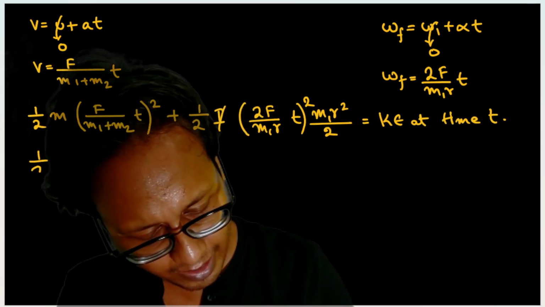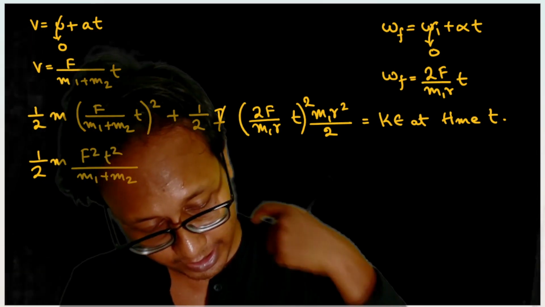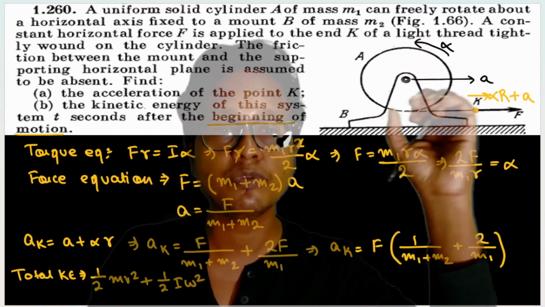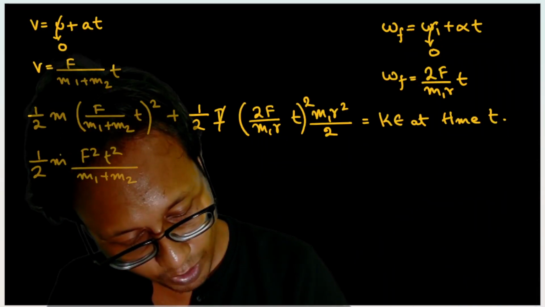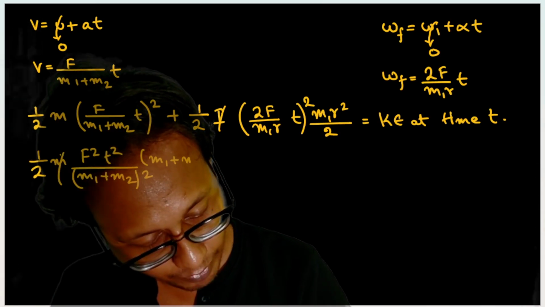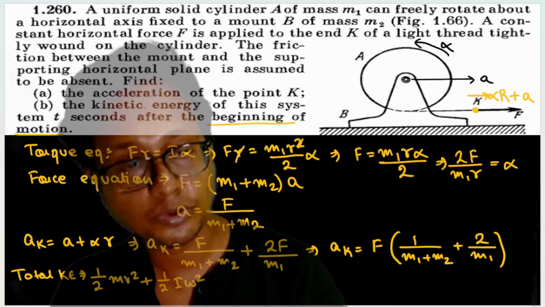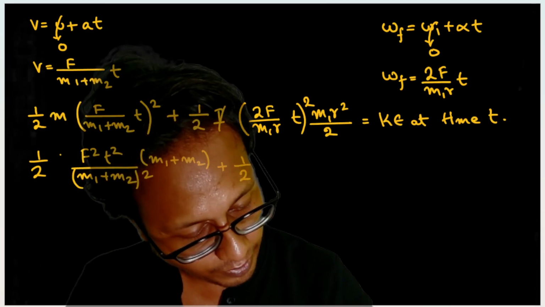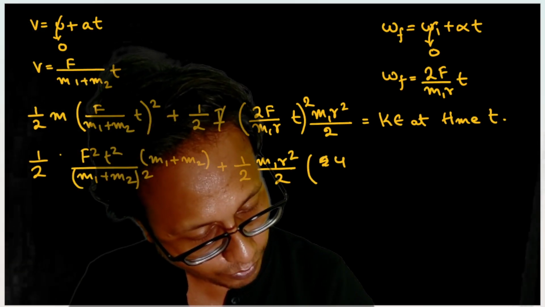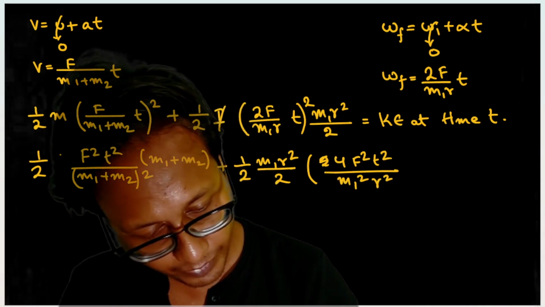Okay. Half m, the m here is nothing but the total mass: half m v square. The entire system is moving with velocity v, you know. So half m1 plus m2 times v square. Plus half, the only thing that is rotating is the wheel. So the moment of inertia of the wheel is m1 r square by 2, into omega square, which is 4 f square t square divided by m1 square r square. And so this is our answer.